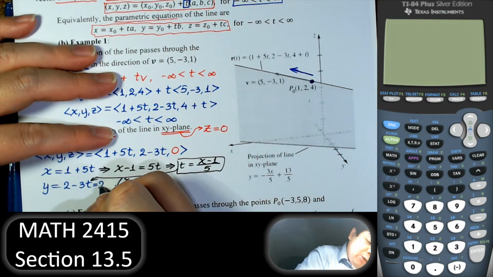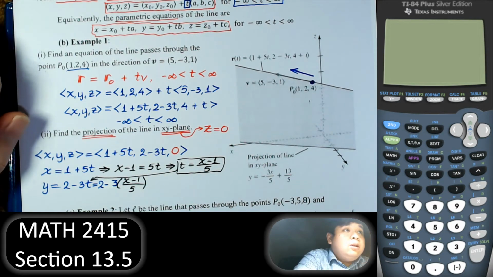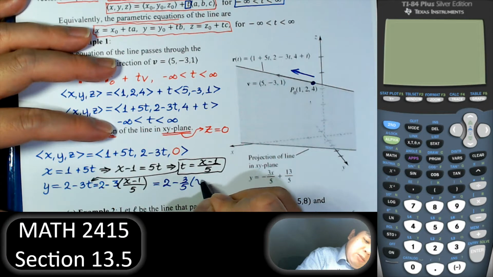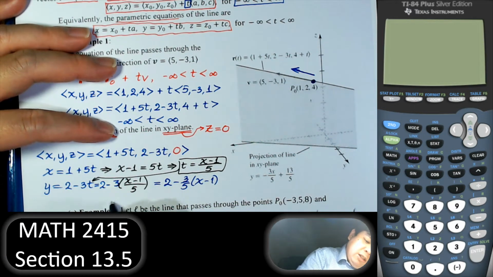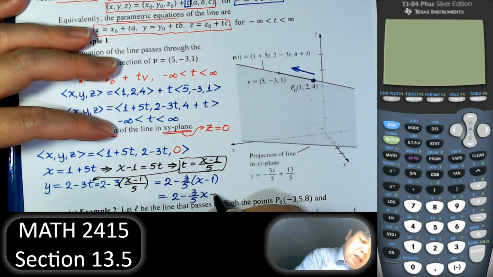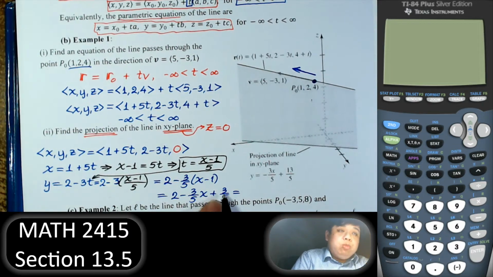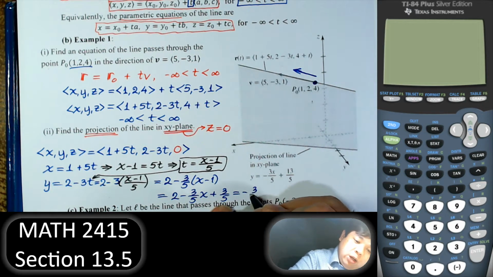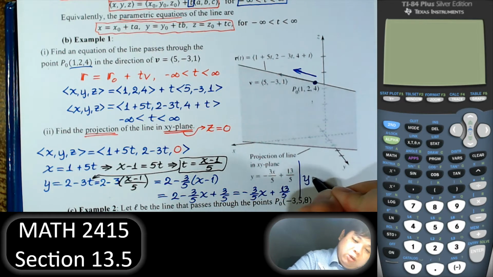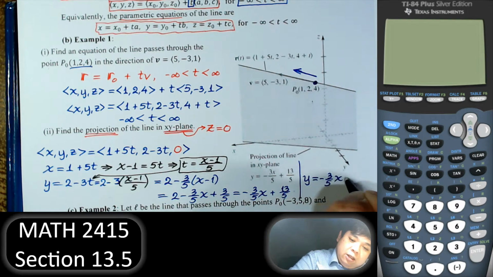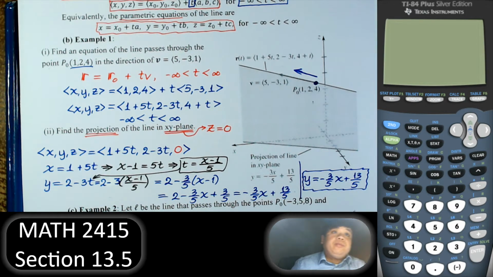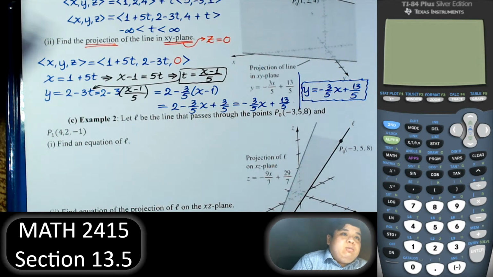So substitute for t, so we have 2 minus 3, like that. So put that in for t, that's what we have. So we have 2 minus 3/5 (x minus 1), multiply it out: 2 minus 3 over 5x minus negative plus 3 over 5, and 2 plus 3 over 5 is 13 over 5, so we have negative 3 over 5x plus 13 over 5. And so we have the equation y equal to negative 3 over 5x plus 13 over 5. Right, so that's simple enough.